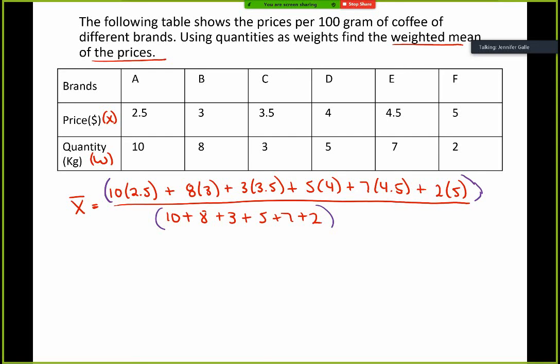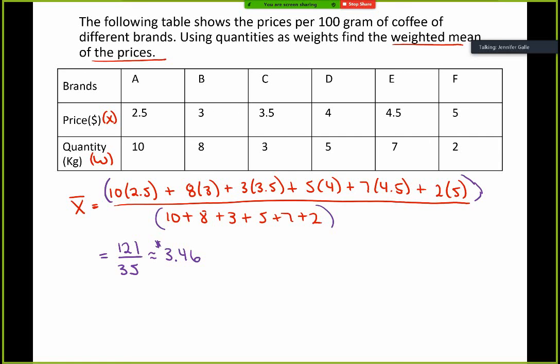What we should come up with for that numerator piece is 121. The denominator piece, we should come up with 35. If we go ahead and do the division, because 121 35ths is not super meaningful as a mean price. If I want a mean price, a fraction doesn't tell me much about the price of anything. So we would have $3.46 as our weighted mean of the prices.